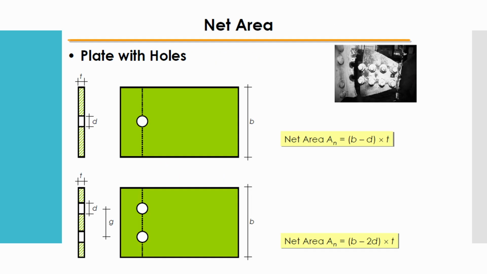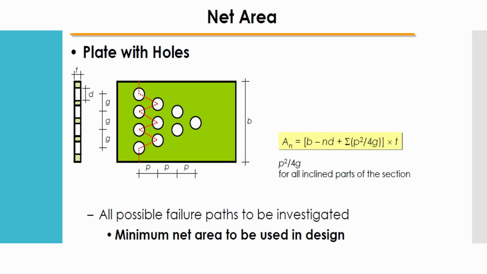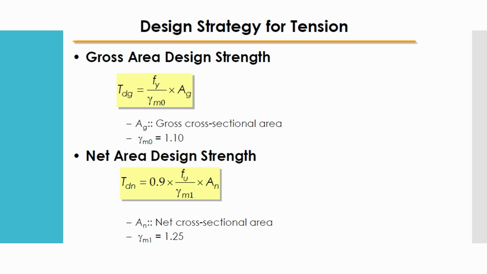For a plate with a single hole, the net area is calculated as (B minus D) into thickness. If you have two bolt holes, the net area changes to (B minus 2D) into T. If the plate has different holes with some inclined part of the section, the net area formula is B minus n D plus the summation of p squared by 4g, into T. The minimum net area is used in this design.